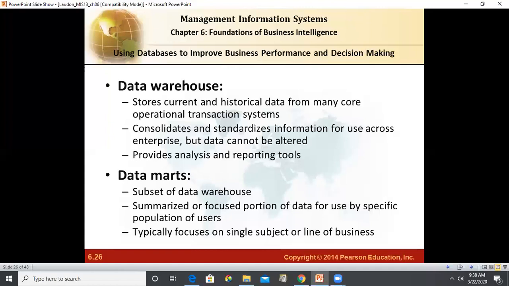It is mostly a highly focused portion of the organization's data placed in a separate database for a specific population of users. For example, a company might develop marketing and sales data marts to deal with customer information. National bookstores like Barnes and Noble might maintain a series of data marts, one for point-of-sale data in retail stores, another for college bookstore sales, and a third for online sales, typically focused on a single subject or line of business.